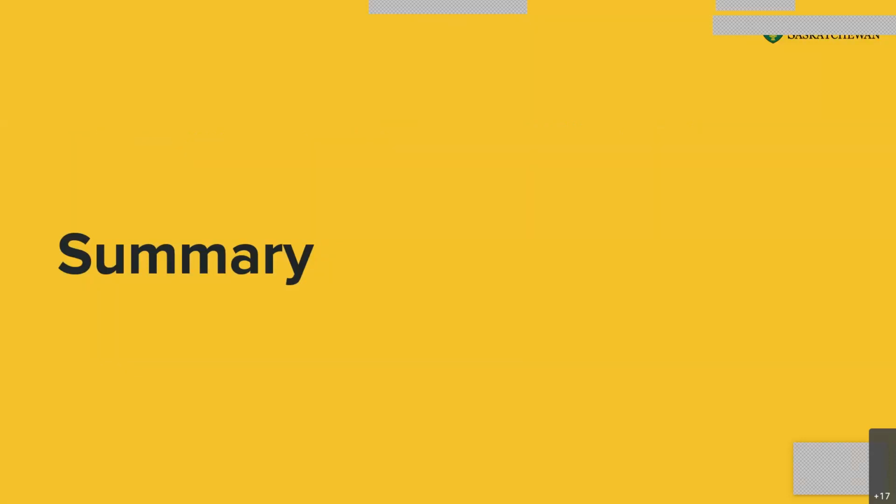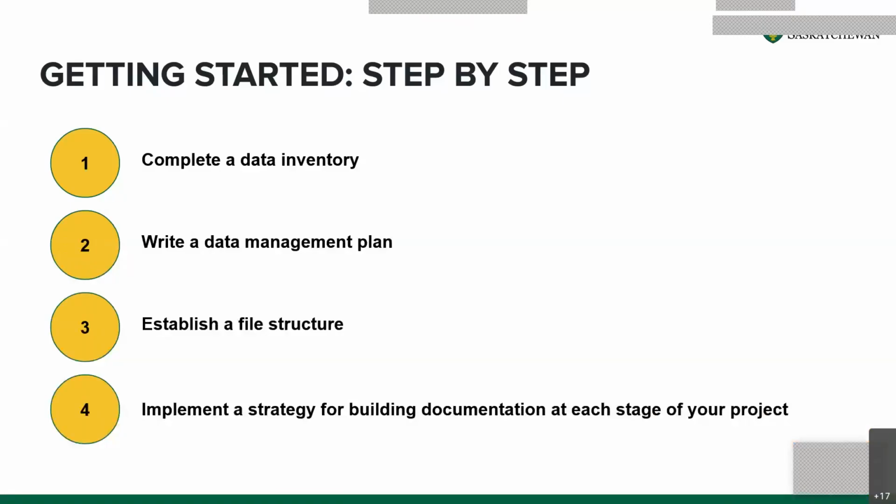Some things to think about and some key takeaways. Getting started with data management, take a step-by-step approach. Complete your data inventory first. Write a data management plan second. Develop your file structure based on what you know from the first two stages, and implement a strategy for how you're going to document and describe everything you do at each stage of the process. So every time you make new data, or every time you create a new experimental protocol, how are you going to make sure it's understandable to others?